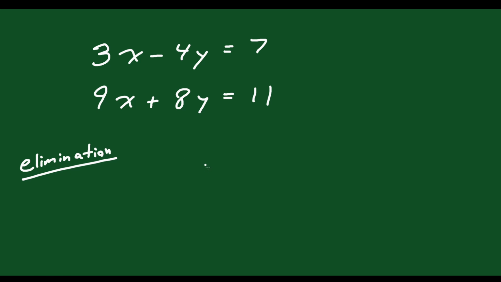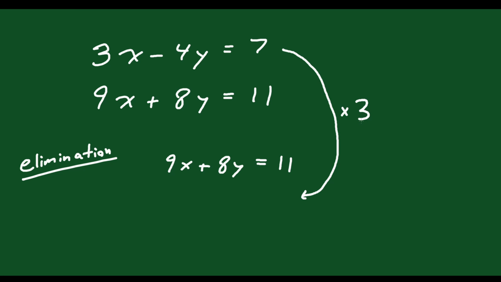So to use elimination, I want to cancel some things out, right? So I'm going to write this 9x plus 8y equals 11 right here. And I'm going to write the second equation down here, but instead of writing it the way it is, I'm going to multiply it by 3. So that everything in here gets multiplied by 3. So instead of 3x, I have 9x. Instead of minus 4y, I have minus 12y. And instead of 7, I have 21.